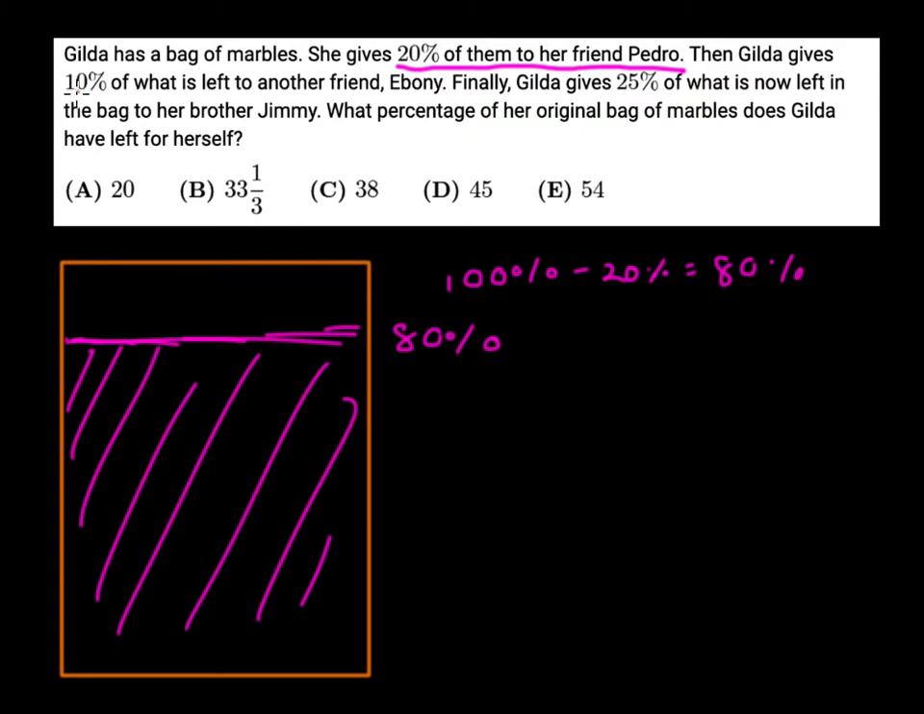Next, Gilda gives 10% of what's left. Now that's key here, the "of what's left", because it's not 10% of the total bag, it's 10% of what's left after the 20% is taken away. So it's 10% of the 80%. Now the important thing to remember with percents is that "of" means multiplied by, so you're multiplying 10 over 100 times 80 over 100, but there are times when in the competition you won't need to do all that multiplication math, and you'll just be able to see here that 10% of 80% is going to be 8%.